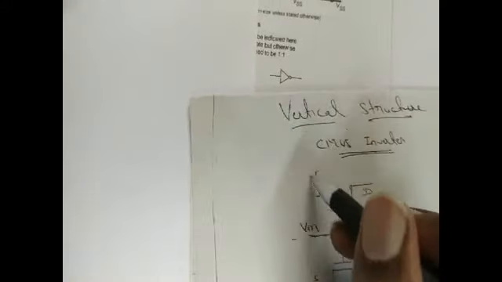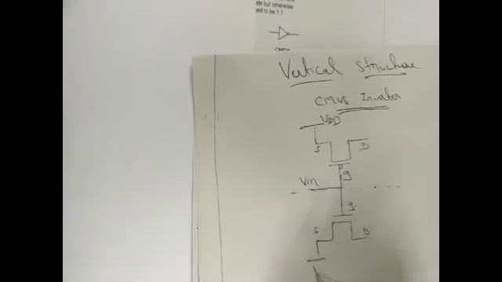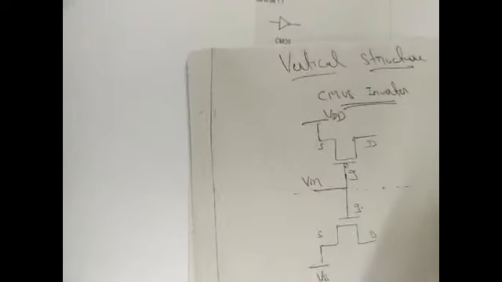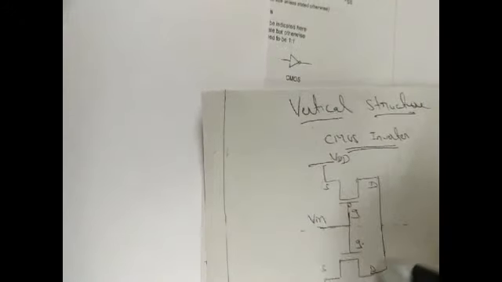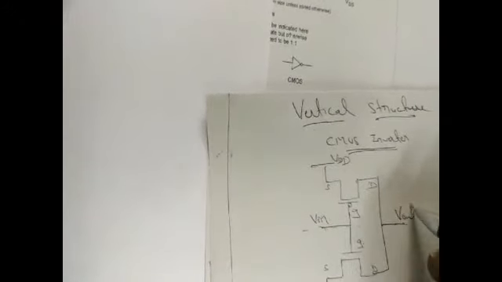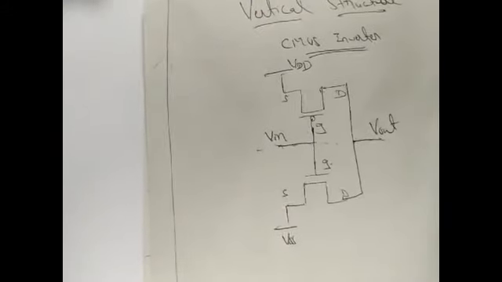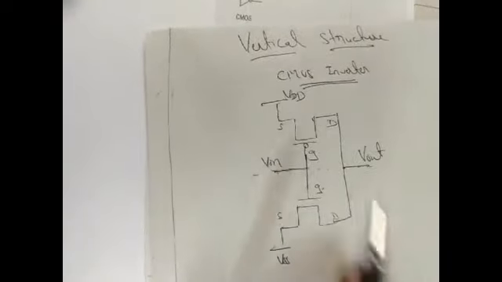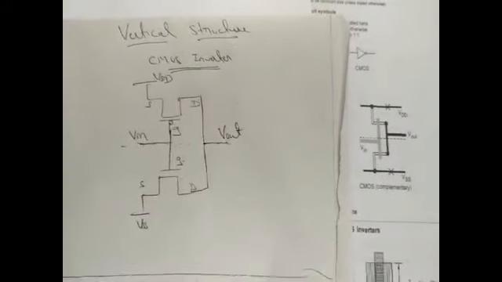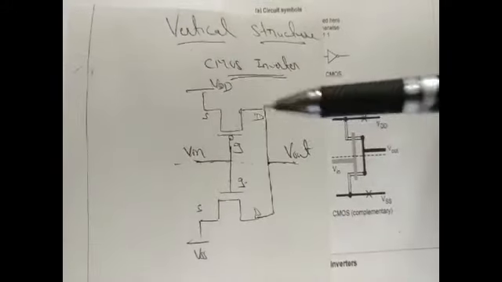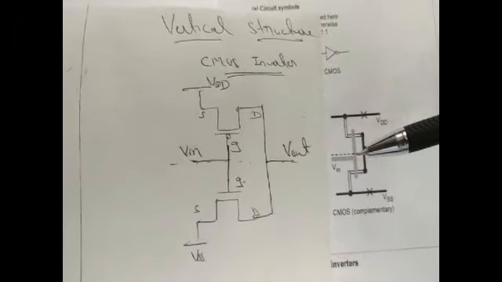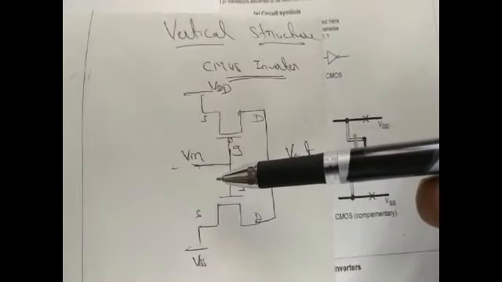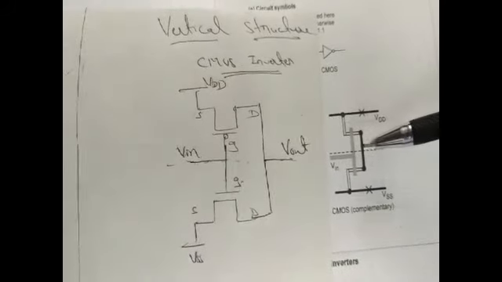At the source region of the PFET, VDD should be connected, and at the source region of the NFET, VSS or ground. Now for the output, the two drain regions should be shorted and Vout should be taken. So this is the schematic representation, the vertical structure of a CMOS inverter. This represents the CMOS stick diagram, and this one is your CMOS schematic vertical. So these are the two vertical structures.